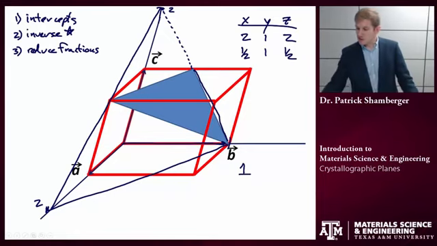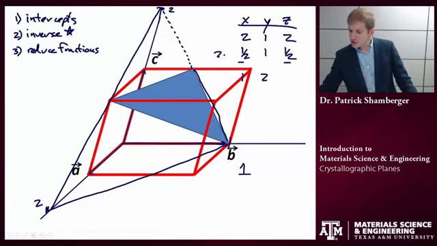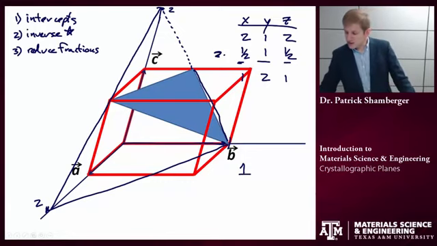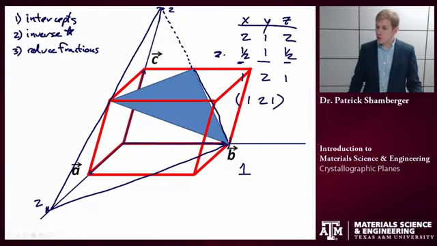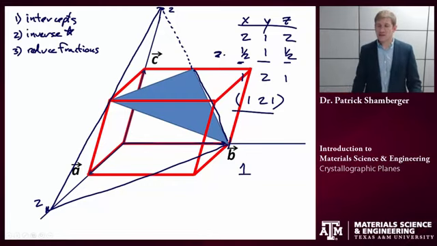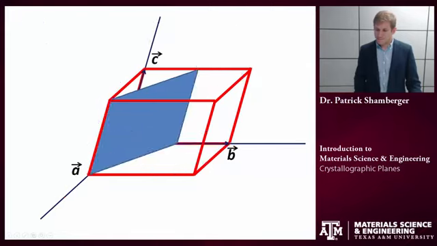The third step is to reduce the fractions. So here we see fractions. I'm going to multiply this all through by 2, and I'm going to get 1, 2, 1. So I have to multiply all three of these numbers through by the same number in order to reduce the fractions. And if I were to write this in the standard Miller notation for planes, that is (1 2 1). I don't use commas, and I use round parentheses. So a single plane is described by round parentheses. So these are the Miller indices of this particular plane.